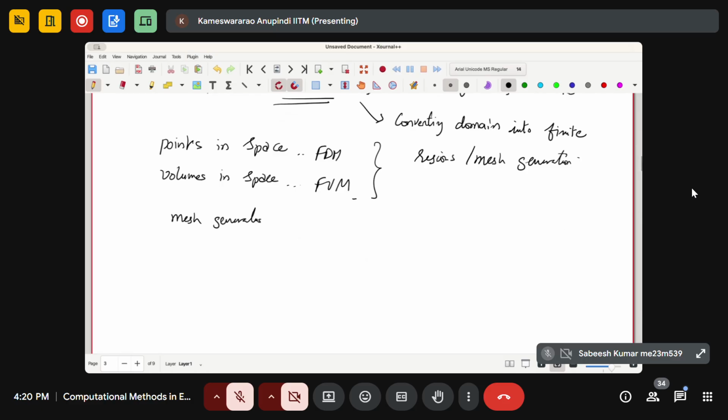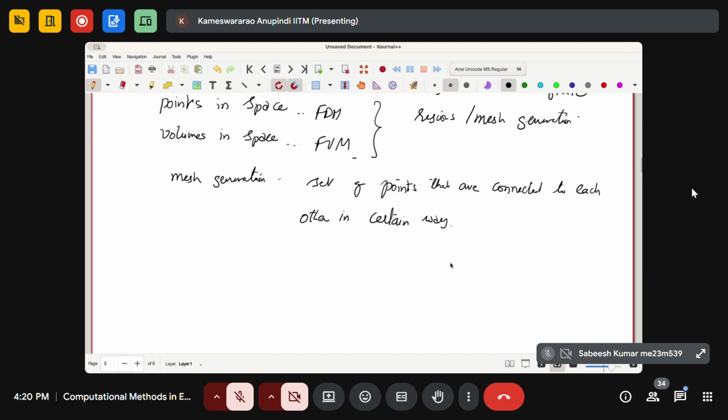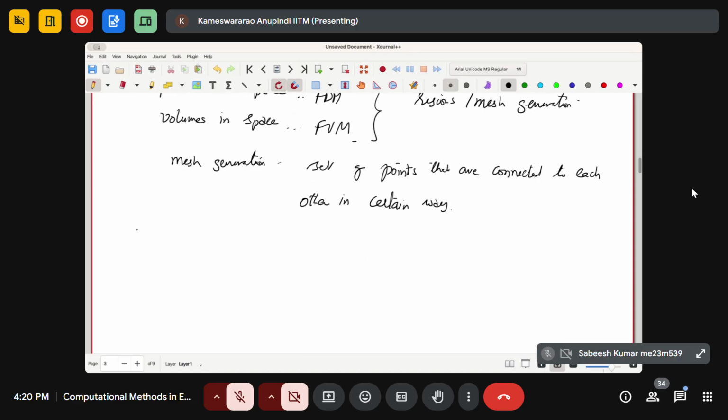What it means is that we need to generate a set of points that are connected to each other in a certain way. Okay, so that kind of meshes, if these meshes are connected in a certain way, we call that particular mesh a structured mesh. You might have also heard the name unstructured mesh.